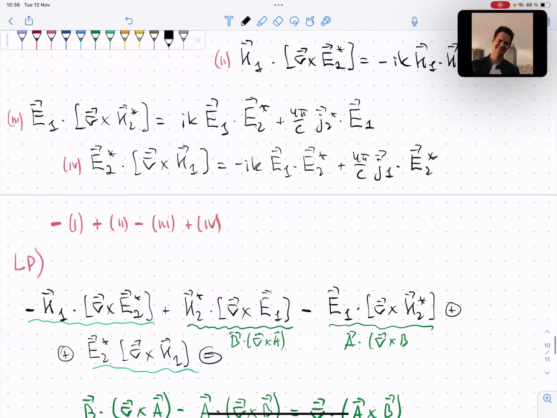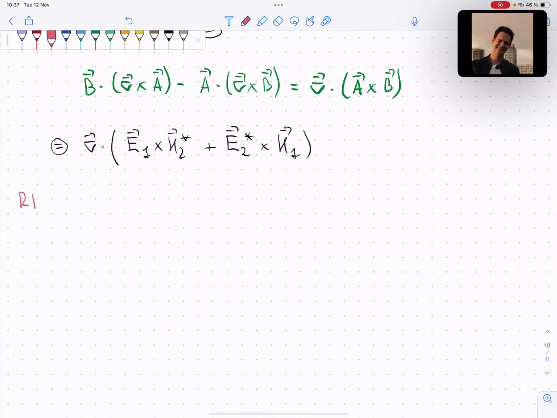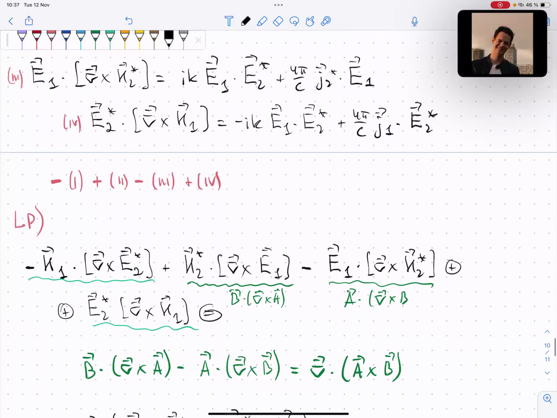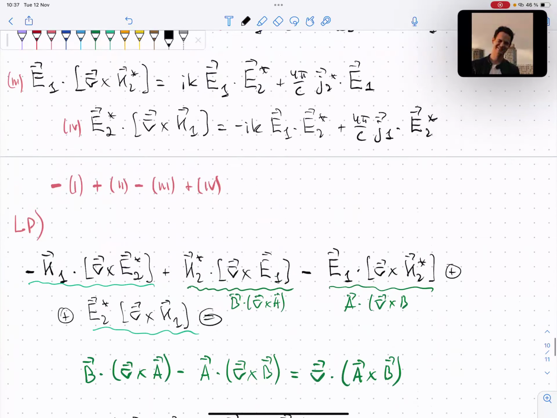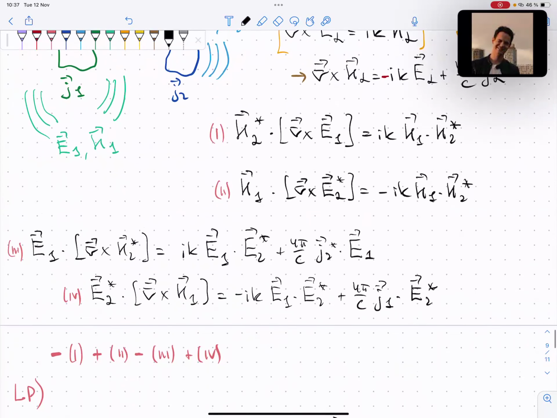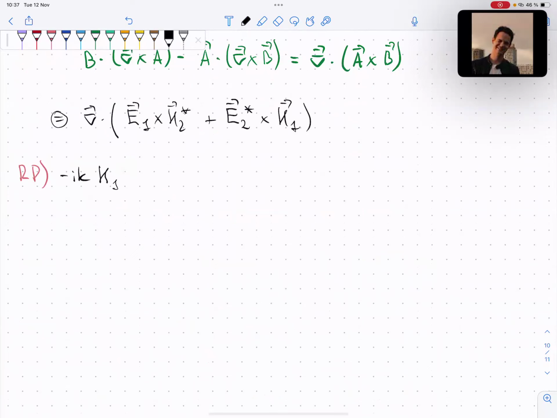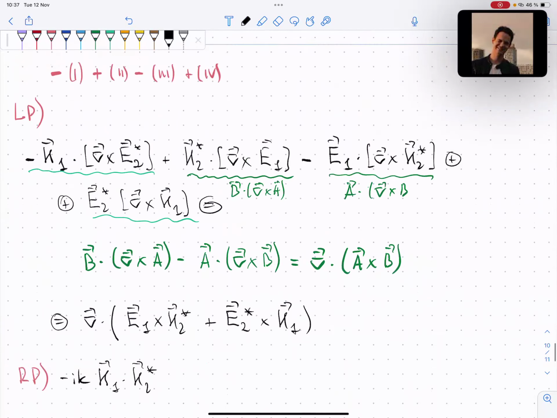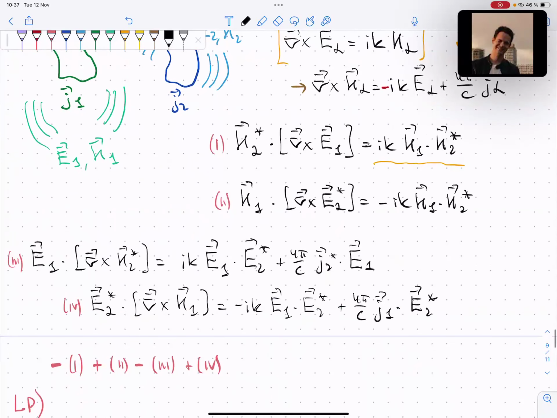For the right part, we have like the minus first equation. We have minus this guy. We have minus IK H1 times H2 conjugated, then plus second equation, plus second equation, boom.